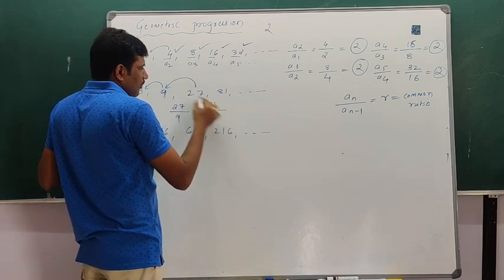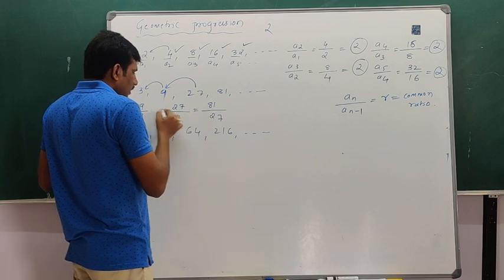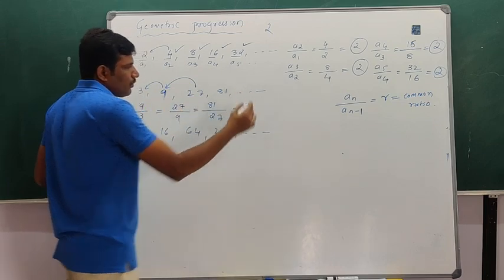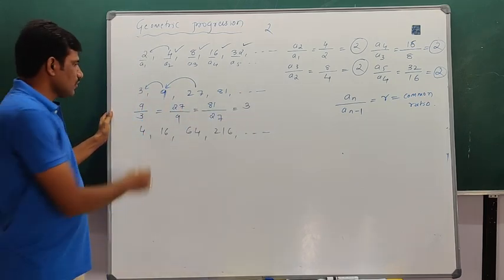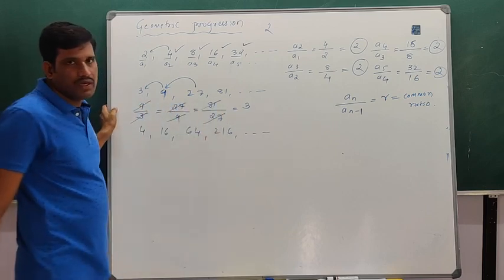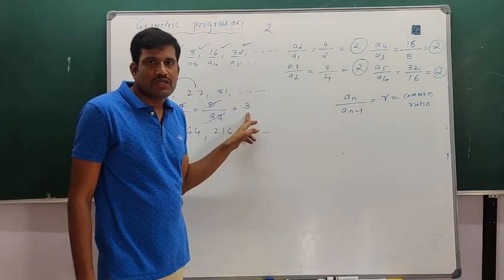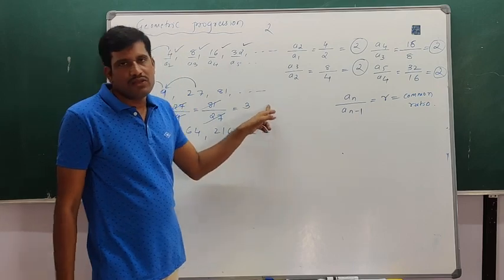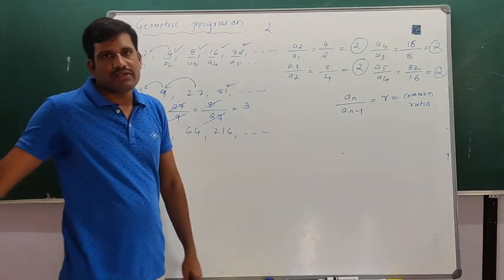So similarly, 81 by 27. This ratio will be the same. What is that ratio? That ratio is 3. So 3 ones are 3, 3 threes are 9, 9 threes are 27, 27 threes are 81. That common ratio is the same. So that is equal to 3. Therefore this sequence is a GP.